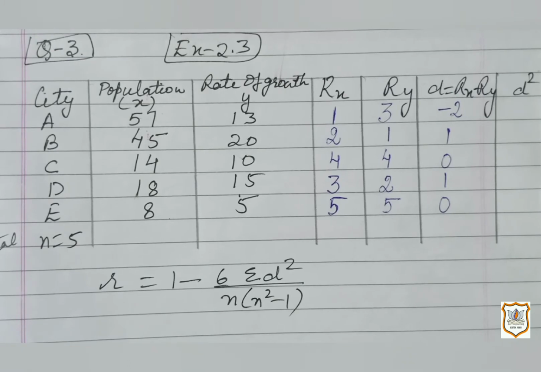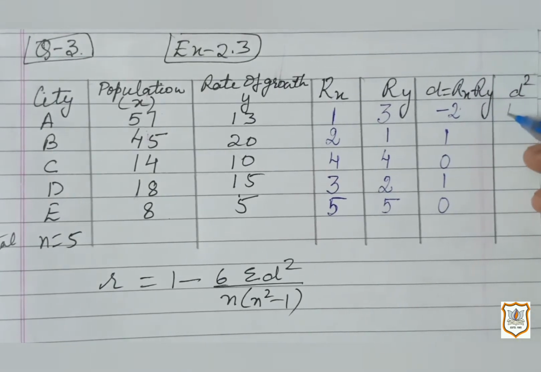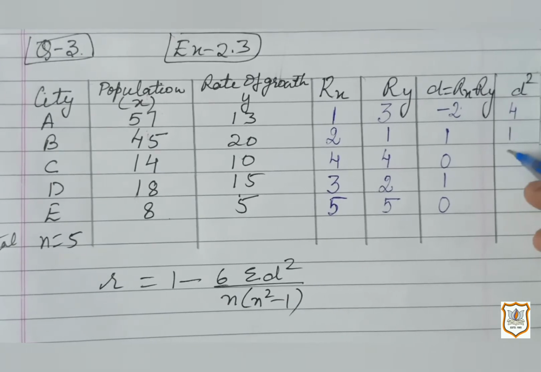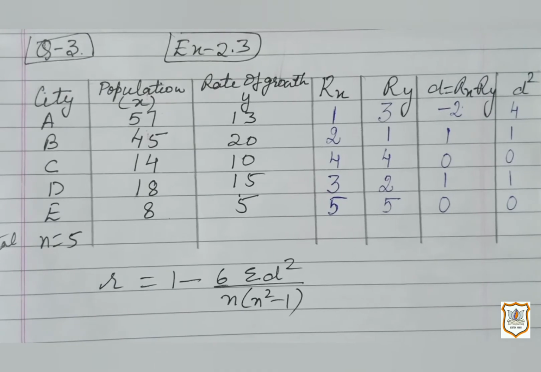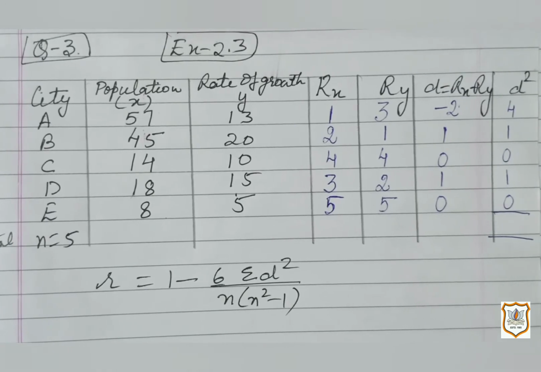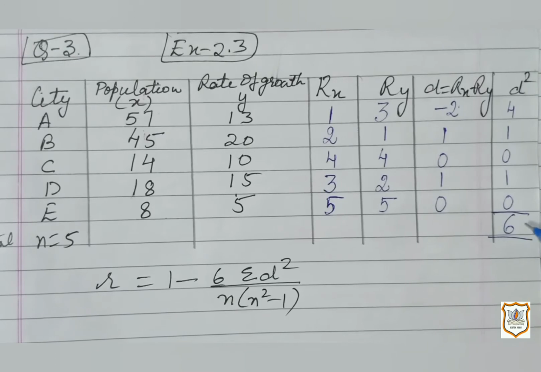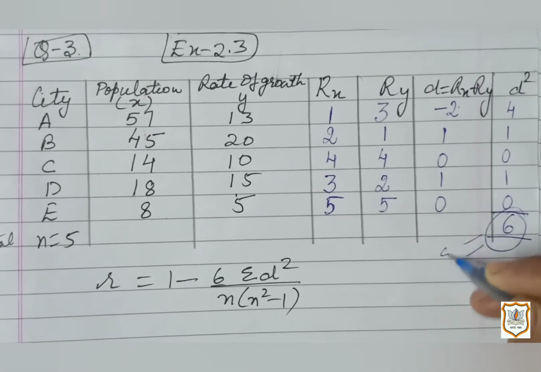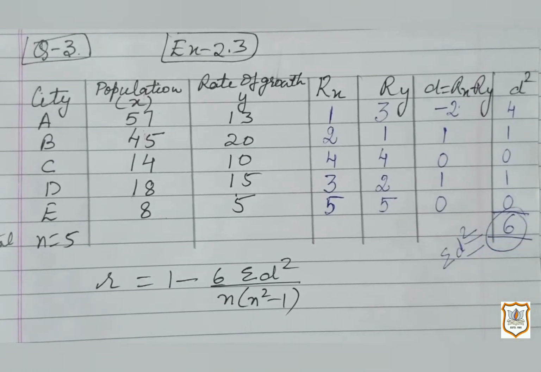Now the next step is to find the square of this. So minus 2 square is 4. 1 square 1. 0 square 0. 1 square 1. 0 square 0. Now do the total of this. So when you do the total of this, this will be 6. Now this 6 which we are getting is nothing but sigma d square.